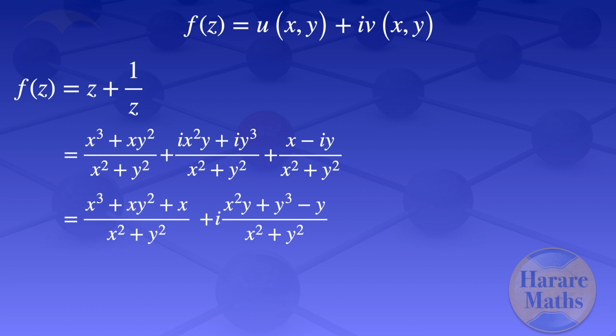What we now have is that f(z) is of the form u plus iv. We have a real part plus a part where we have the imaginary part. So this will be our u and this will be our v.